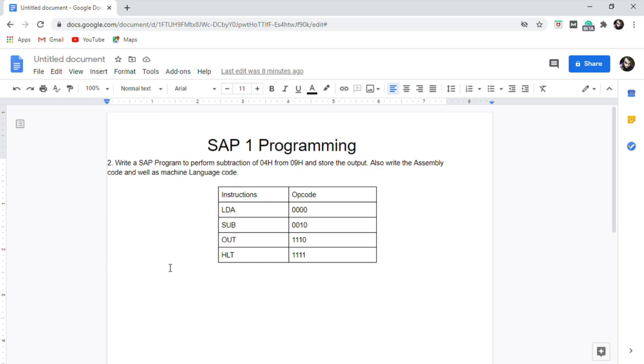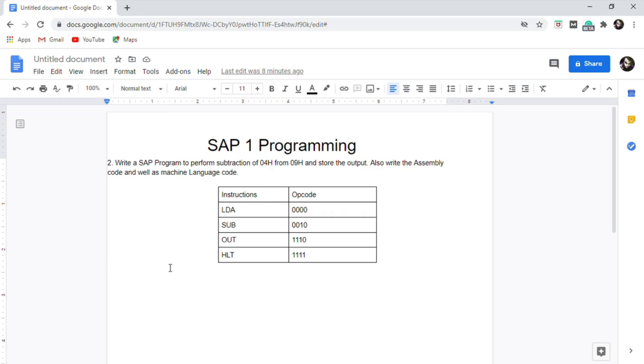SAP architecture is 8 bits and comprised of 16 into 8 bits memory. That means that 16 memory locations with 8 bits in each location. 16 memory locations are represented by hex numbers from 0 to F. So let's start assembly code of the problem stated here.